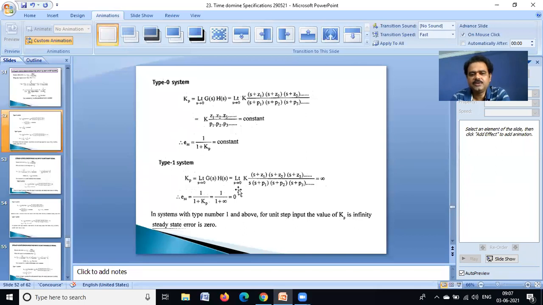That means it has reached 100% of the desired value. For higher order systems, even if we consider a type 2 system or type 3 system, any higher type of system, when the input is unit step, the steady state error is 0. Only for a type 0 system do we have some constant value. So we have to write that for a system of type 1 or above, for a unit step input, Kp value is infinity, hence the steady state error becomes 0. This is a very important note.